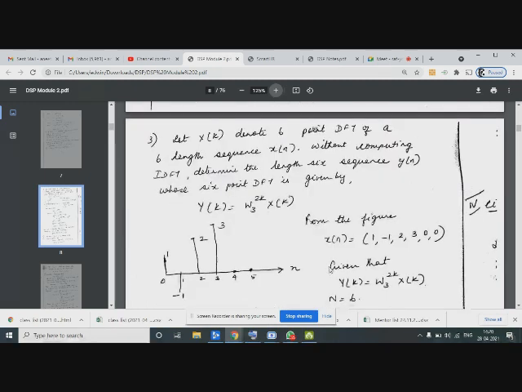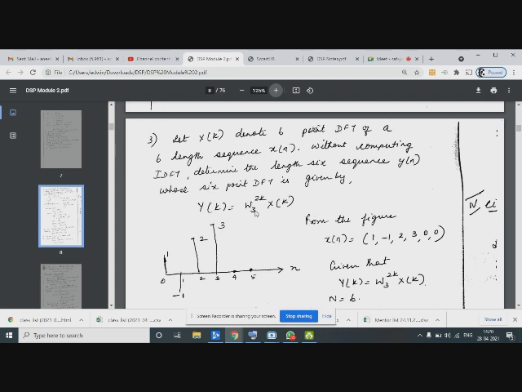Sometimes in certain problems, like in this case, x of k denotes a 6-point DFT. Whenever you have 4 and 8 point, you have calculated the twiddle factor and kept it. When it comes to a 6-point DFT, what you need to do is calculate W6 power k, varying from 0 to 5. Check whether it is needed also. In this problem, without computing the IDFT, determine the length 6 sequence y of n whose 6-point DFT is given by this one.